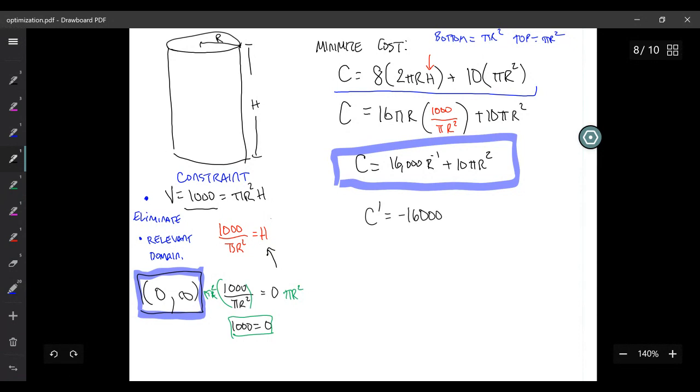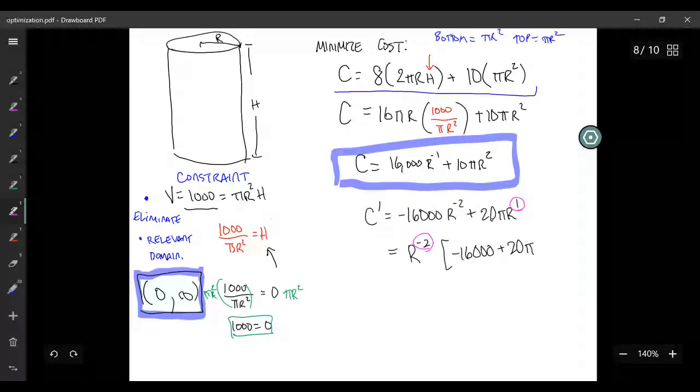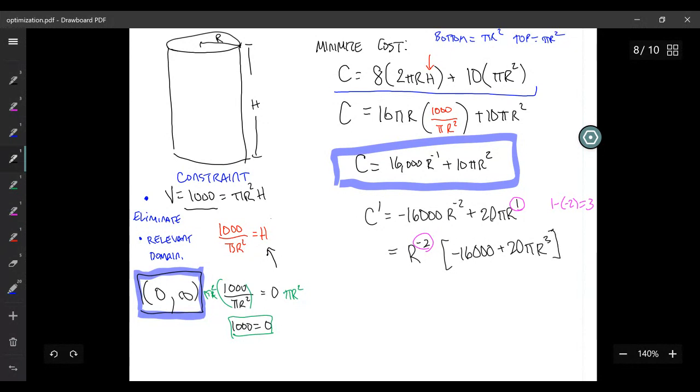The derivative is -16,000 r to the -2 plus 20 pi r. In this case, what I'm going to do is pull out the lowest power of r, which in this case is -2. If I pull out a -2, what's happening is I'm going to subtract, so 1 minus -2 is going to be a +3. So this is my first derivative, and we get r squared in the denominator.